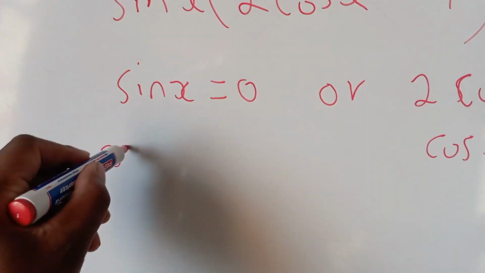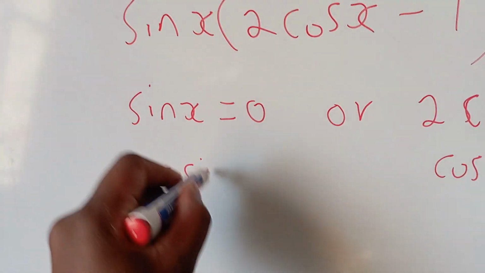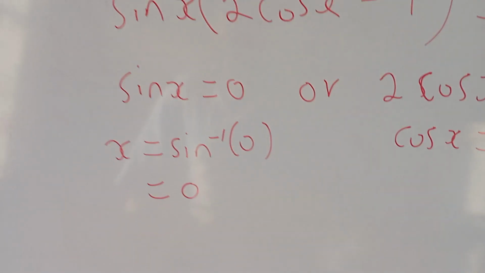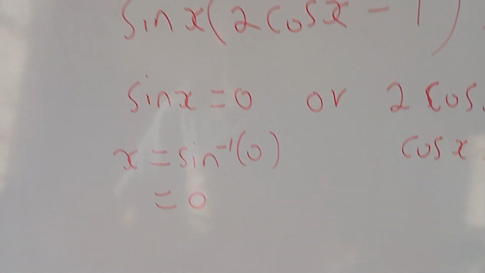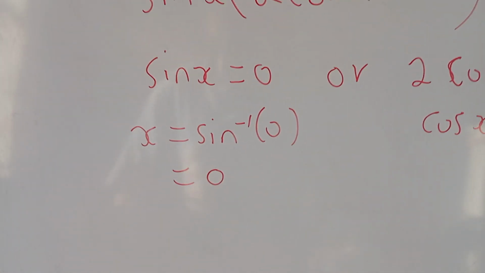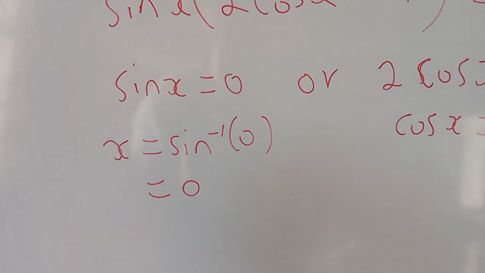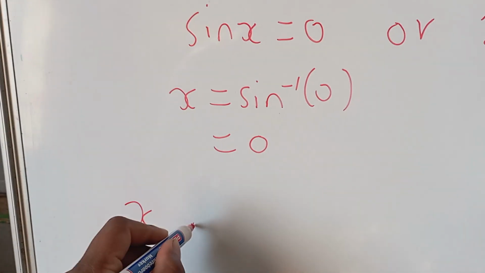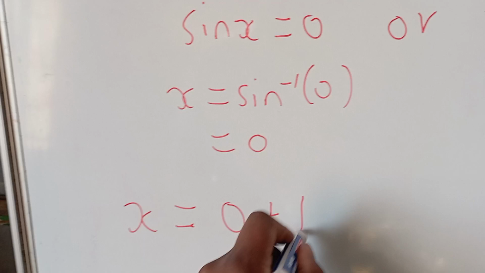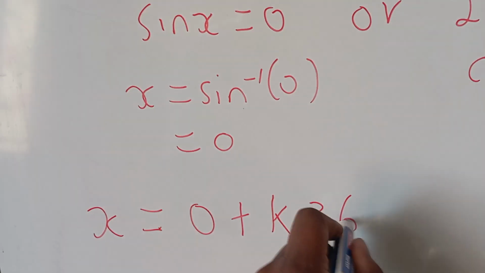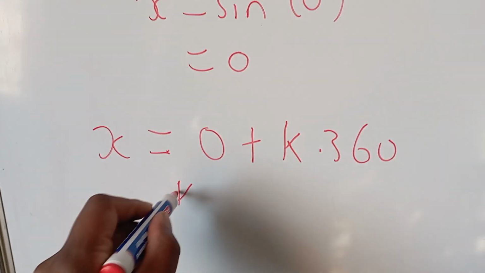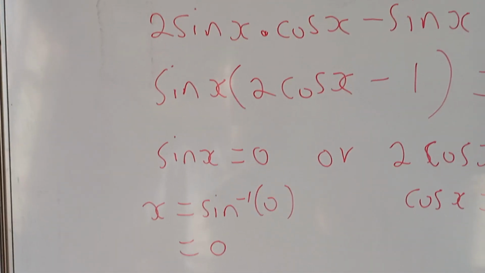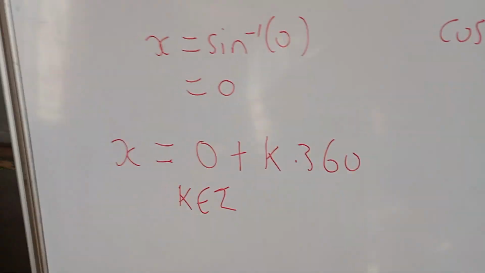So our x becomes equals to sine inverse of 0, which is equals to 0. Then to find the general solution for this part, when is sine positive or sine 0, you can just say x is equals to 0 plus k 360, where k is an element of integers. So we are done solving for the part of sine x.